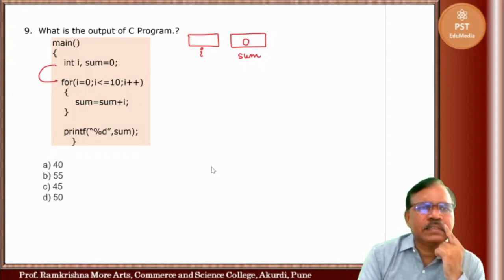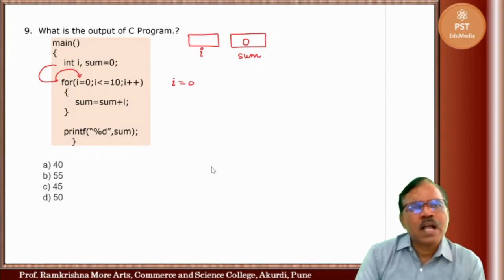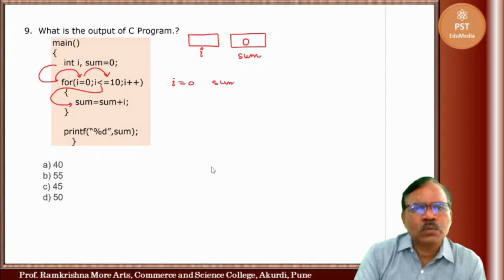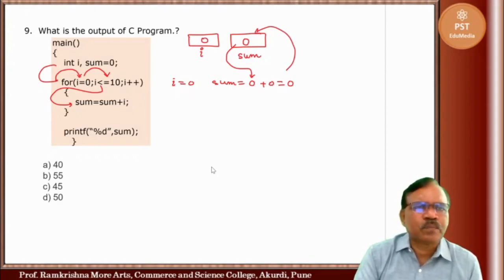Now it enters here. So first I is equal to 0. I less than 10, it is true. So it will enter in the loop. Now sum equal to sum plus I. What is earlier value of sum? 0. That is taken from the memory location. What is value of I? 0. So sum is 0. That is stored at the memory location. 0 is stored here.